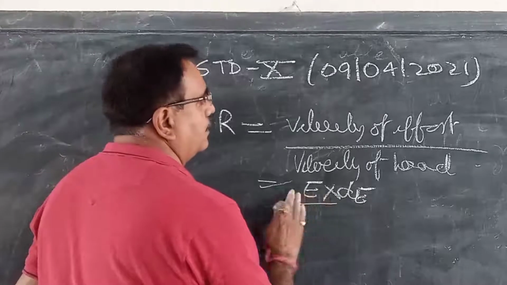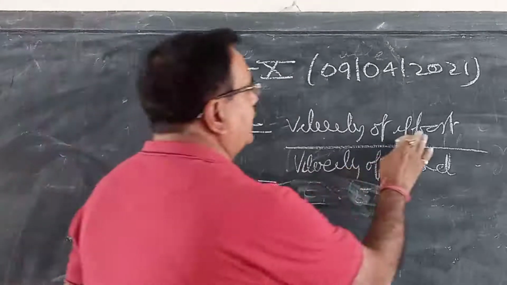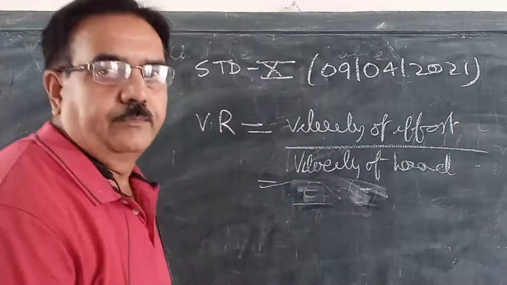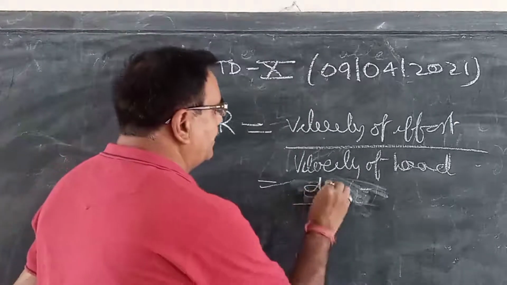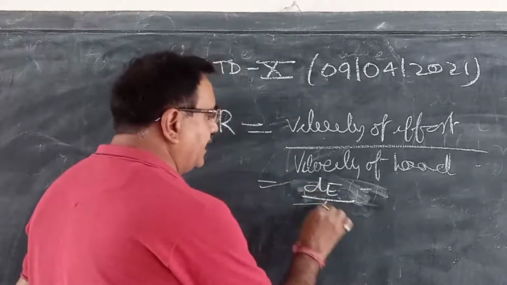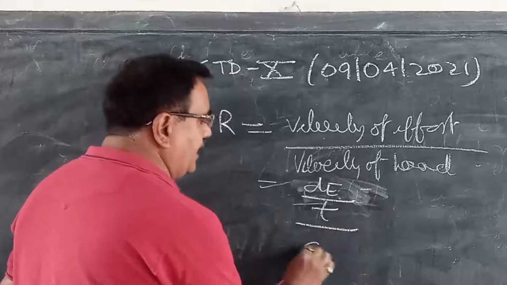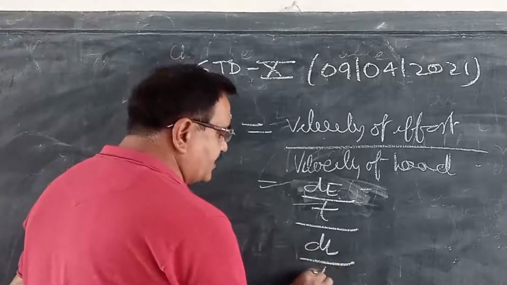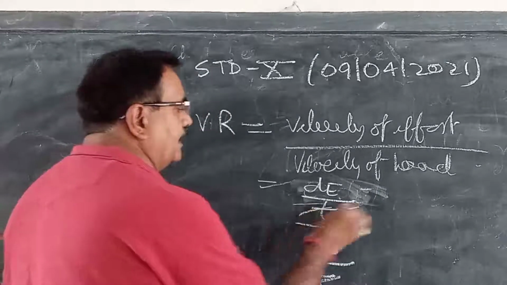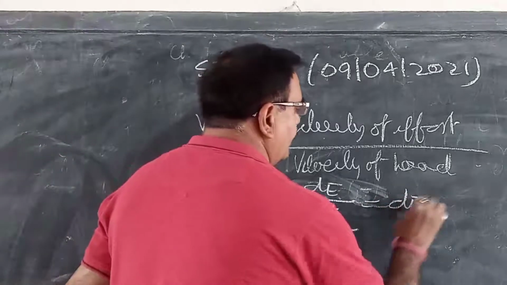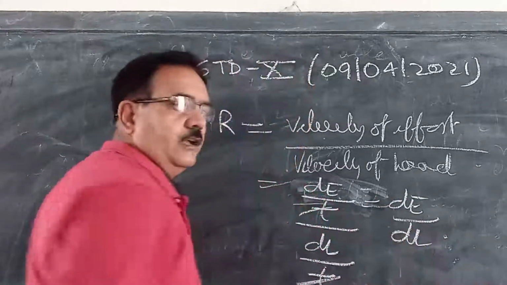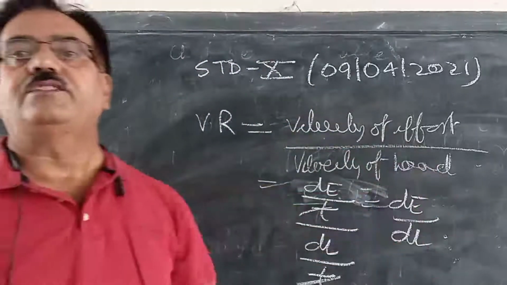Velocity is distance by time. Here, d is the distance moved by the effort in t seconds and dl is the distance moved by the load in the same time interval t. Then t will be cancelled. We will get d by dl. So velocity ratio is equal to d by dl.